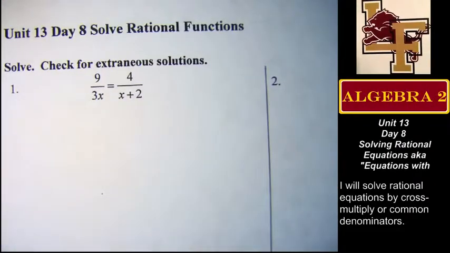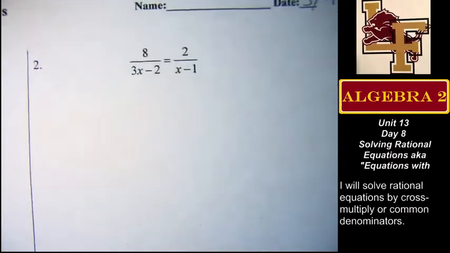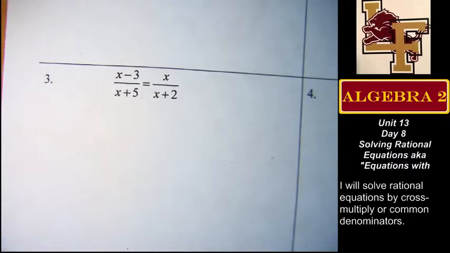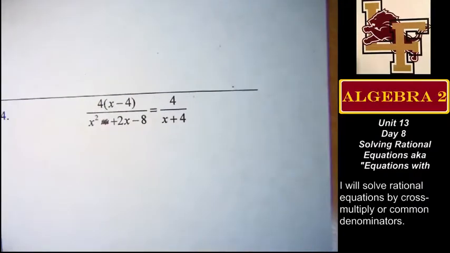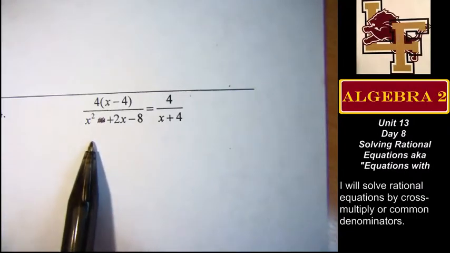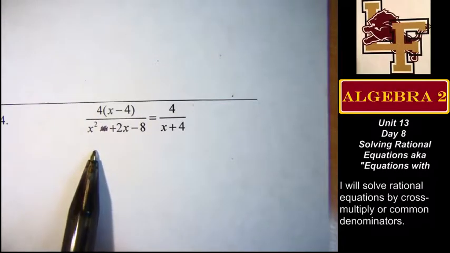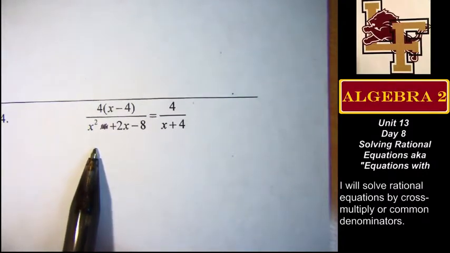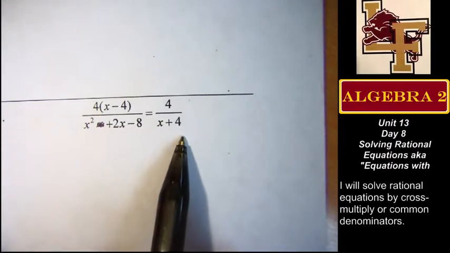it's fraction equal fraction. What's the easiest way to get rid of it when it's fraction equal fraction? Cross multiply. Yep. Number 2, cross multiply. Number 3, cross multiply. Number 4, you could cross multiply, but I've got an x squared thing, which could make this a mess. So you can either cross multiply or you can factor this and rewrite it so that this becomes a common denominator, and then get rid of the denominators and go from there.